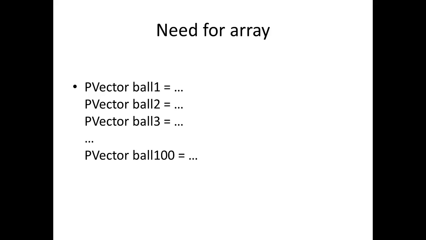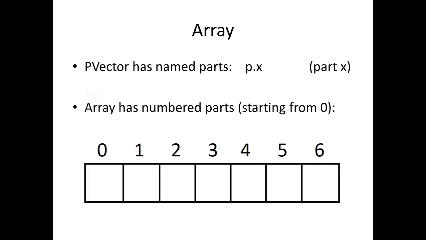Well then I could start writing things like this, p vector, ball 1, ball 2, ball 3, and, you know, there we go, 100 of them. Well, that's all pretty tedious to write, and it's also pretty tedious to write all the code to draw everything and update everything. So how do we get around this? So this is the motivation for having an array.